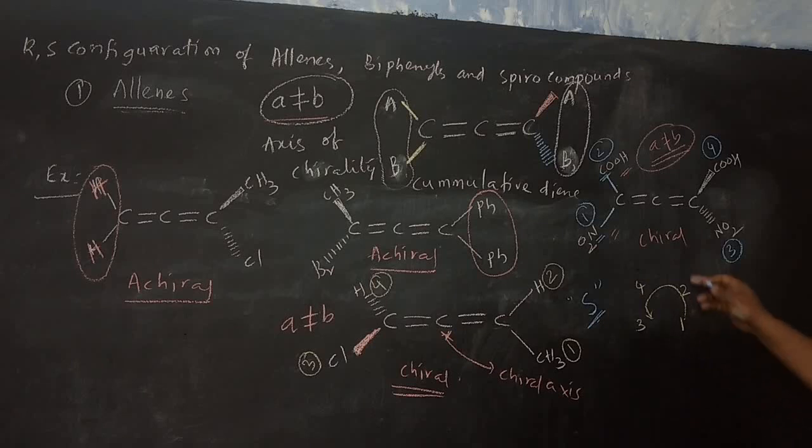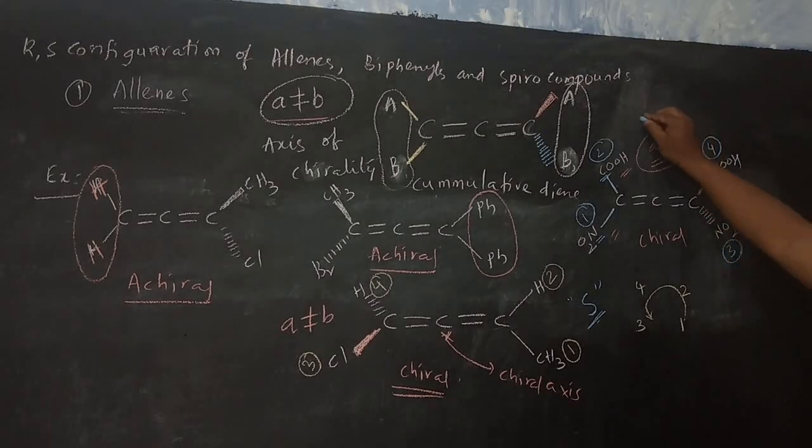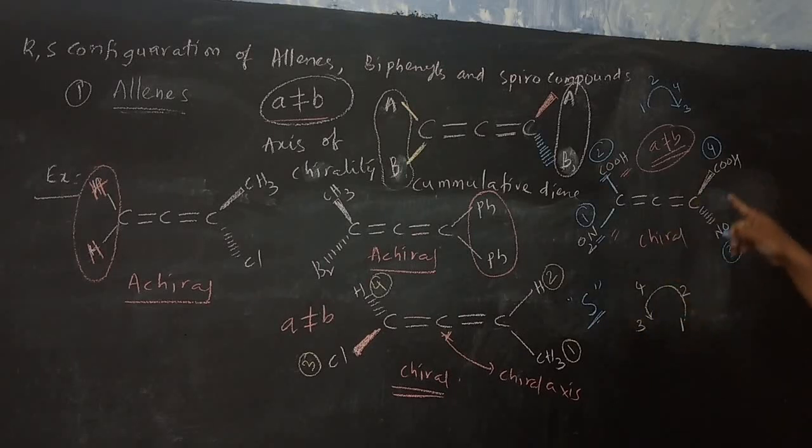Okay, so here you can see the priority order 1, 2, 3, 4. So here the priority goes 1, 2, 3, so it is R configuration. It is a clockwise direction, and remember here the least priority group.